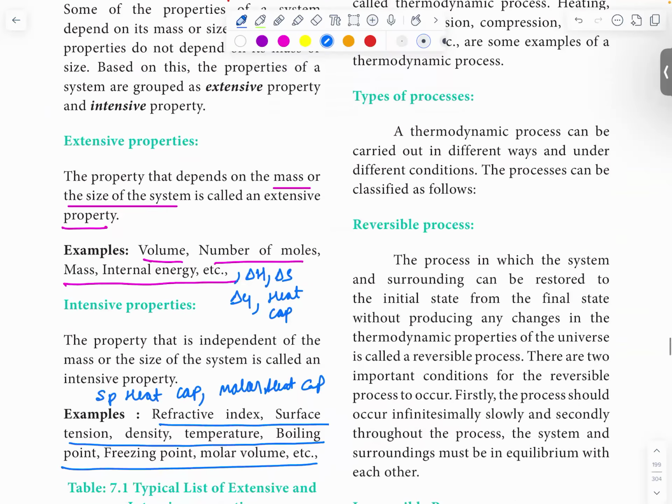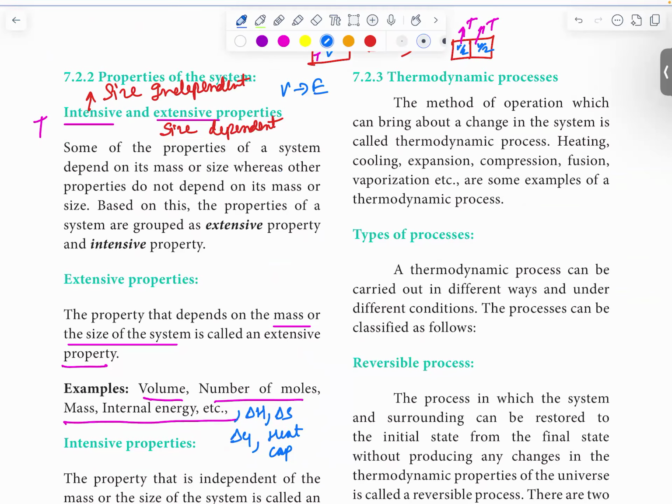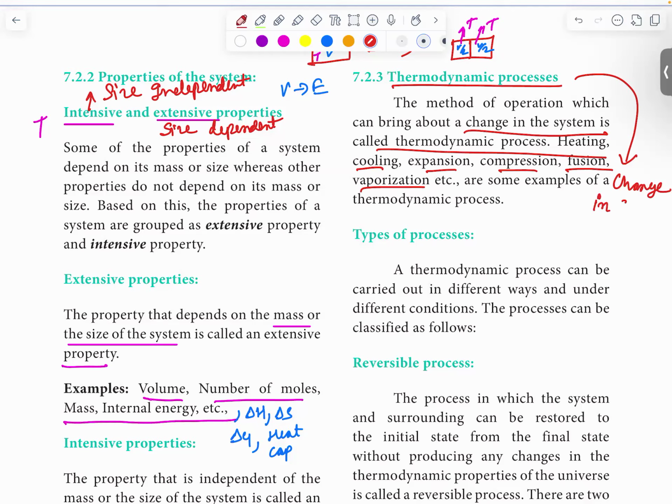Now moving ahead, we will understand the thermodynamic process. The thermodynamic process basically brings a change in the state of the system. What are the types of processes which bring a change in the state of the system? We can do cooling, heating, expansion, compression, fusion, vaporization. There are multiple processes which can bring a change in the state of the system. So thermodynamic processes are basically bringing a change in the state of the system.